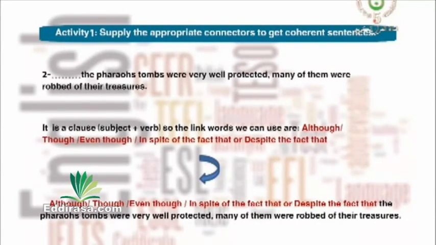Second sentence, it starts with a blank. The pharaoh's tombs were very well protected. Many of them were robbed of their treasures. Again, what's the gap followed by in this example? Yes, it is followed by a clause, that is, a subject and a verb. So which link words can we use? Good, we have many possibilities, so we can use although, though, even though, in spite of the fact that, and despite the fact that. The pharaoh's tombs were very well protected. Many of them were robbed of their treasures.